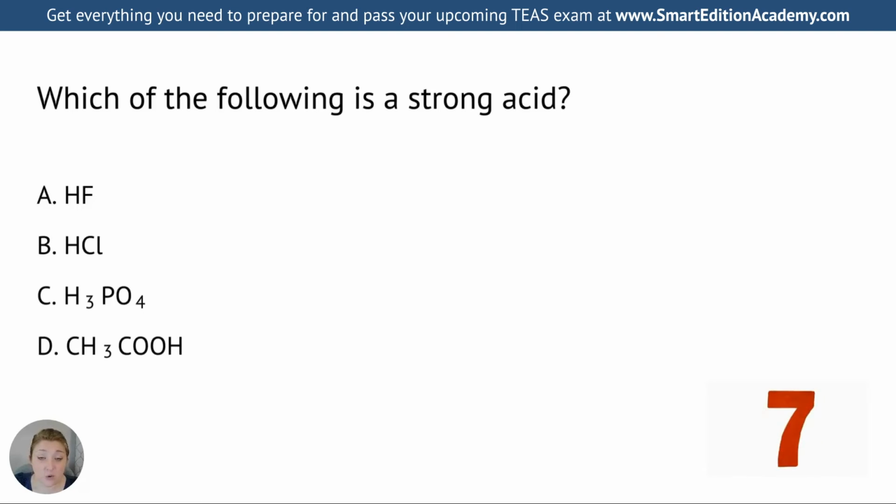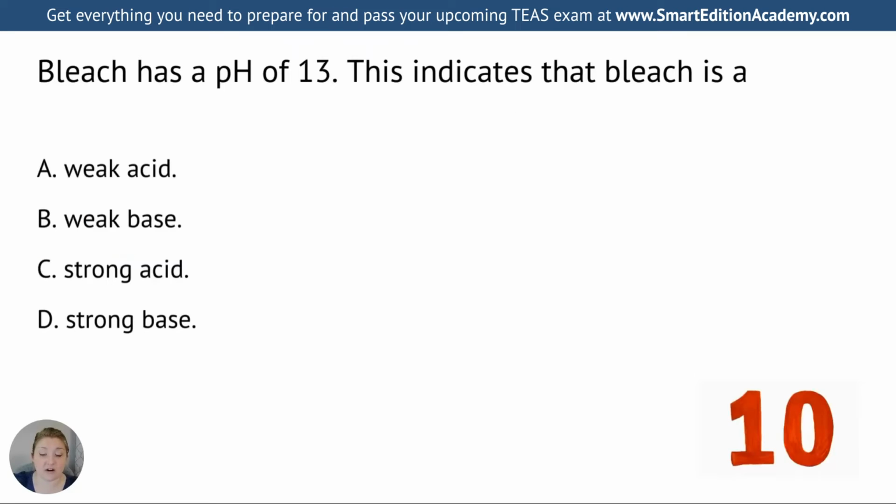Of these 4 acids, the one that is considered the strong acid is HCl, which is hydrochloric acid. You're going to see that in a lot of different examples and questions. It is a very common one, so I definitely would memorize that that is a strong acid and memorize the chemical formula for that acid. All right, let's move on to our next question.